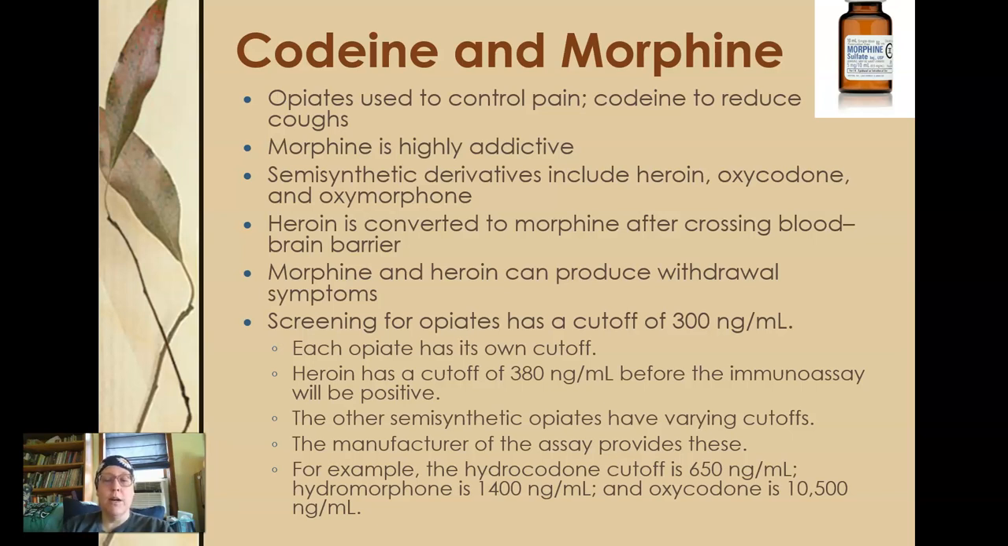For example, hydrocodone cutoff is 650, but the hydromorphone one is 1400, and oxycodone is 10,500 nanograms per mil for all of these. We'll look at hydrocodone and hydromorphone here a little bit more in just a minute.